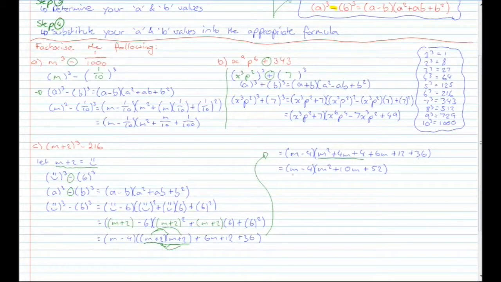Collecting like terms now, you get m minus 4, m squared is all we've got here, but then you've got 4m and 6m gets us 10m, and you've got 4 plus 12 is 16, plus 36 is 52. And there you go, that's how you factorise those three expressions.